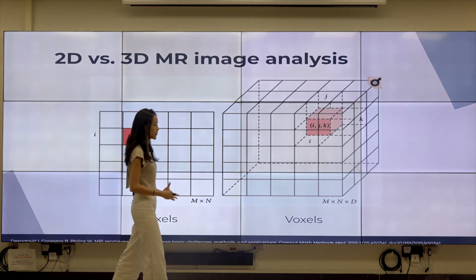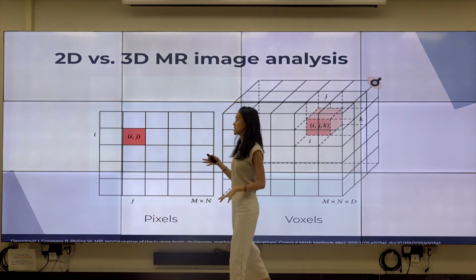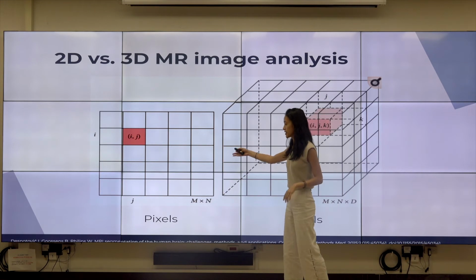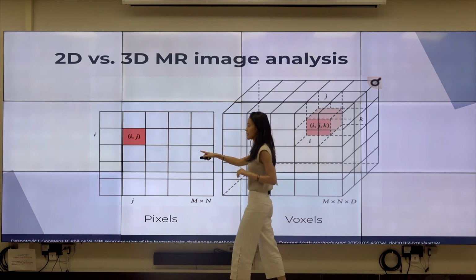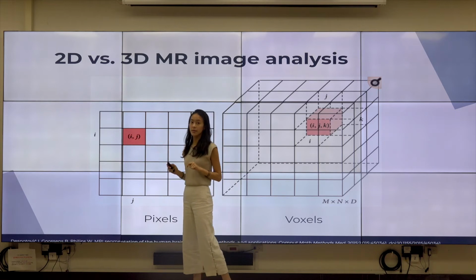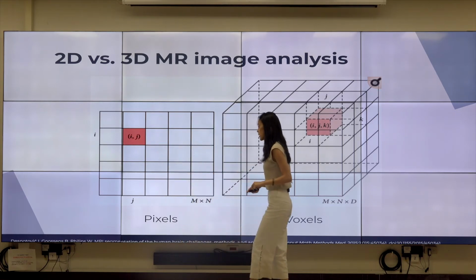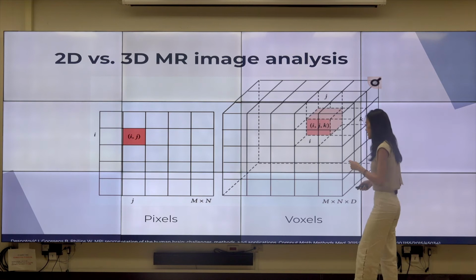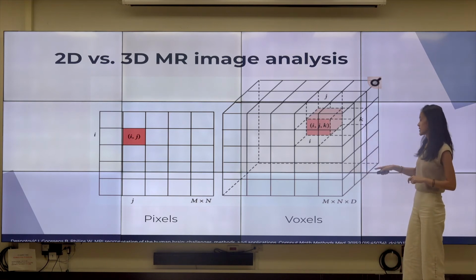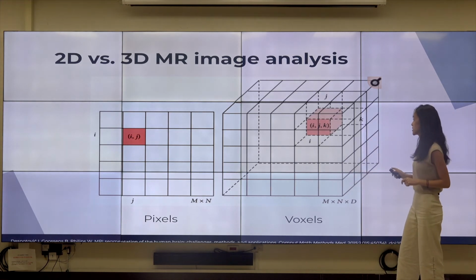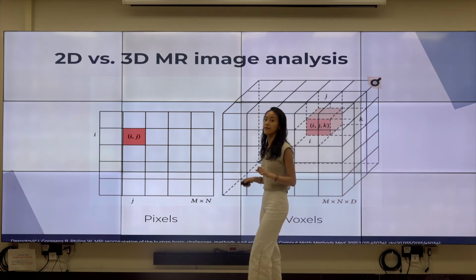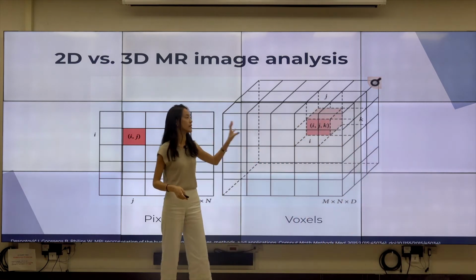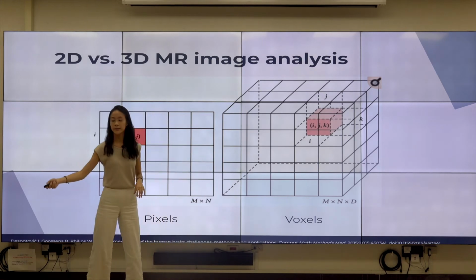So as I explained before, the difference between 2D and 3D images is that in 2D, we call them pixels. That's something to remember. Each pixel is determined by its I and J values. The difference with 3D lies in the fact that 3D images have voxels. We call these voxels, and each is determined by the I, J, and K positioning in order to determine where it is in this space.